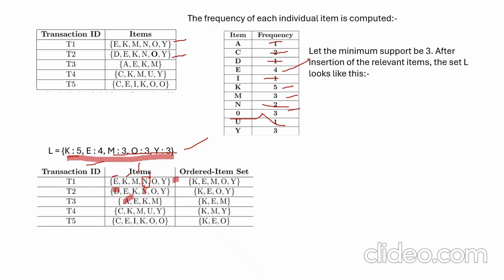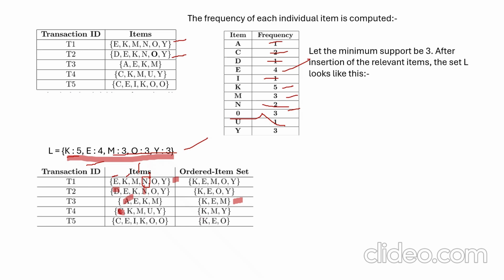So you will have EKM. When you order it, KEM will come. And when you come to the T4 transaction, CKMUY. So here you will not have C because C is having only one minimum support. EKM, when you arrange it in our list order, it will be KEM. Sorry, C will not be there.